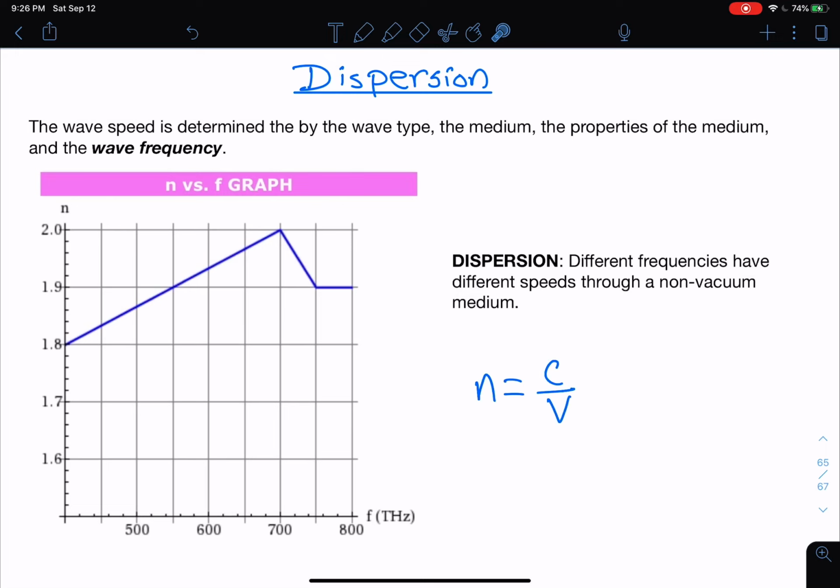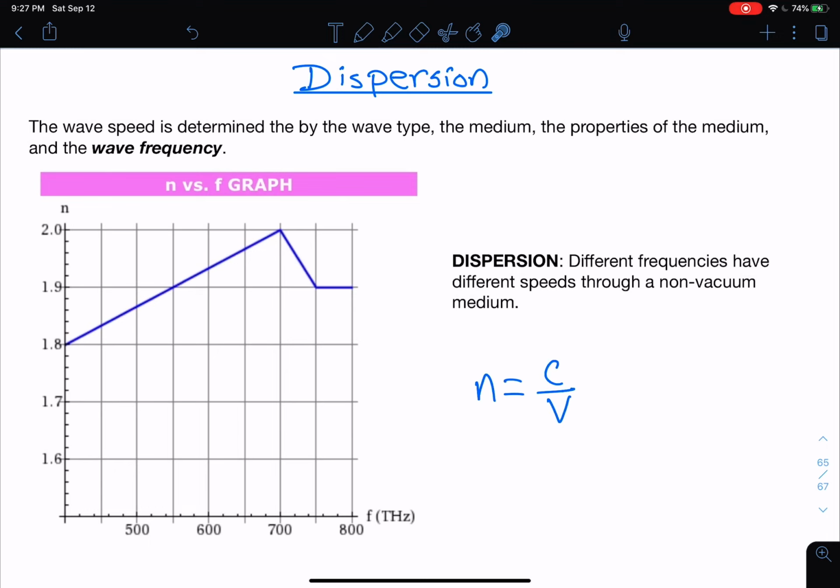And let me just say, this is actually exaggerated in this particular graph. In actual materials, N might only vary by a 1,000th or a few thousandths as you go among the different frequencies. So it's a very small effect, but it is significant enough that you can observe it, and again, it gives rise to rainbows. So it is an important effect, but it's pretty straightforward.